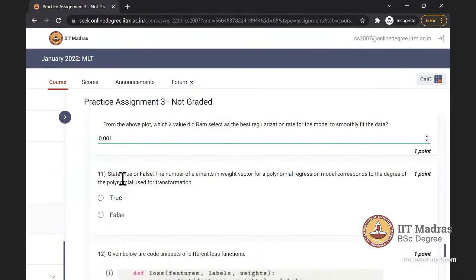Question number 11. State true or false. The number of elements in the weight vector for a polynomial regression model corresponds to the degree of the polynomial used for transformation. Is it true or false? Yeah, it's true. Yes, it is true.